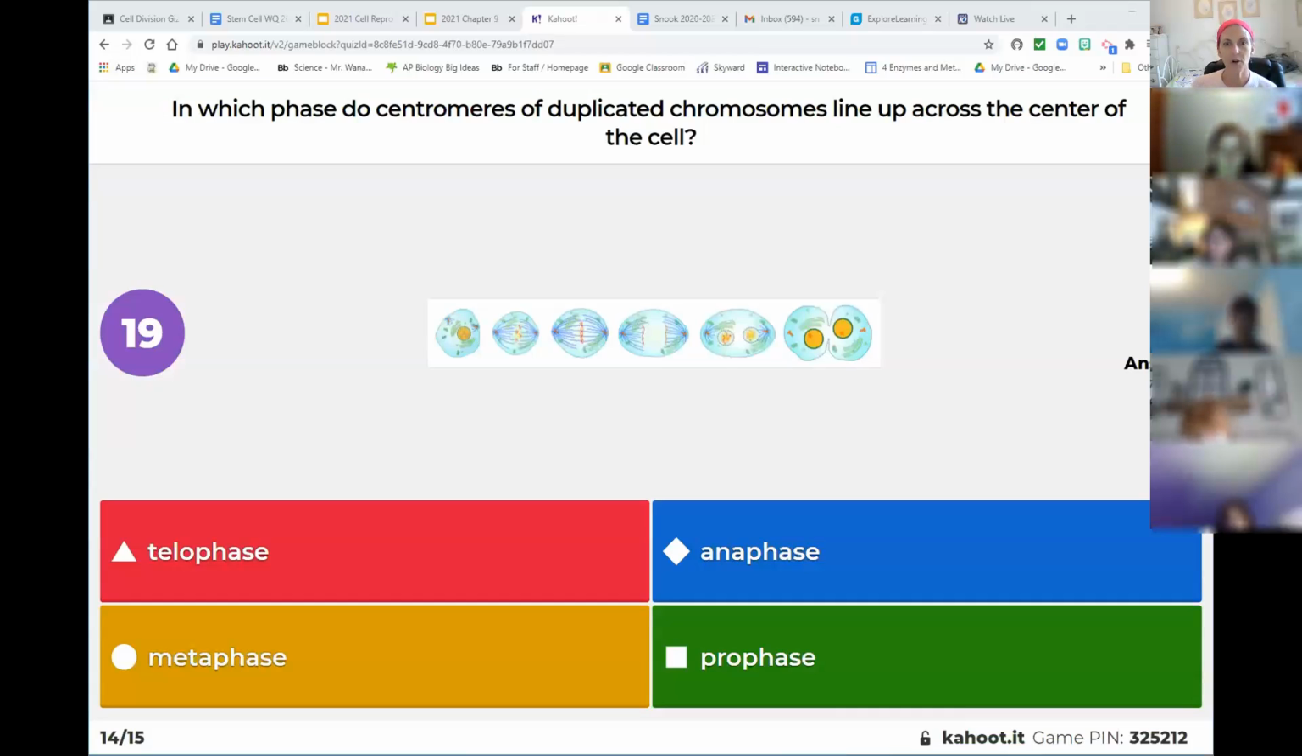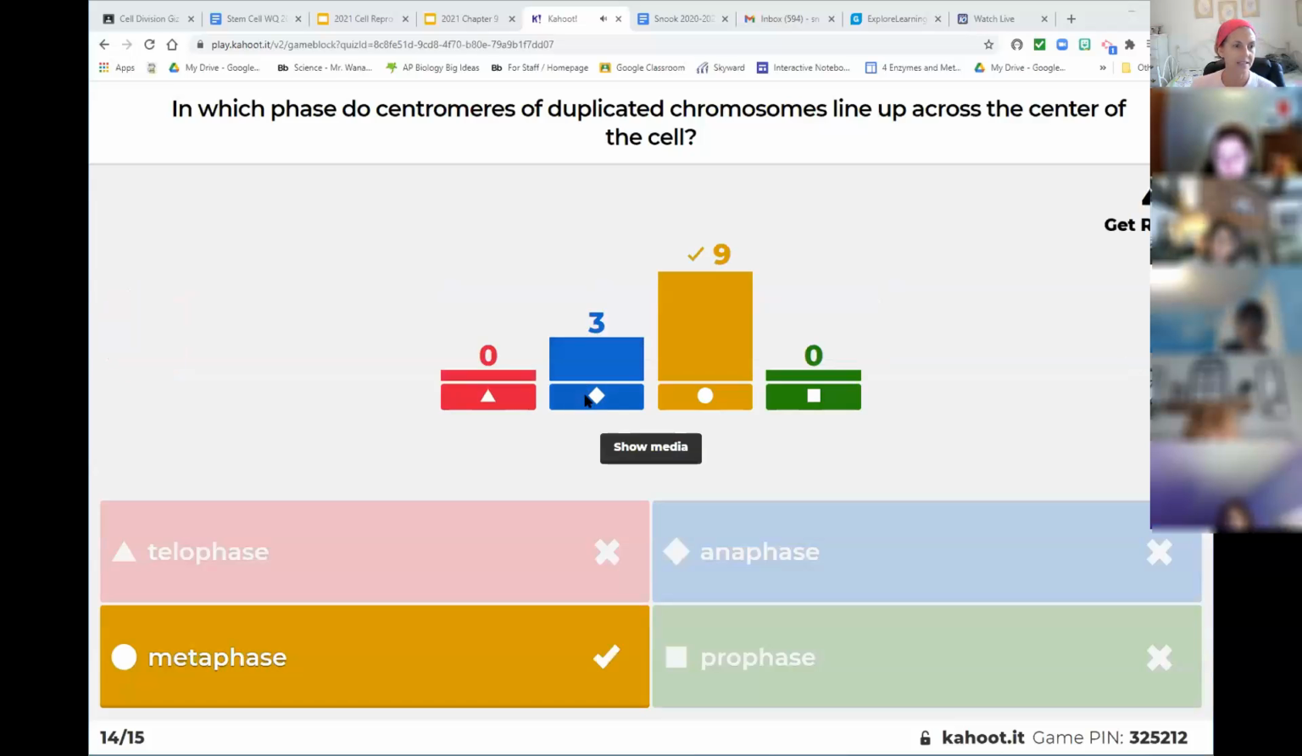Centromeres, the point where 2 chromosomes are attached. Oh, that. When are they lined up across the center? Lots of different ways of asking the same question, basically. Right here, they are lined up across the center. What phase is that? Metaphase. Ana apart, meta middle.